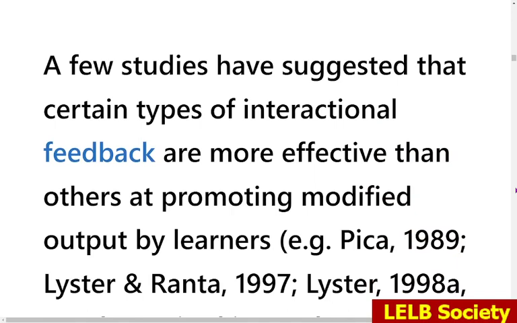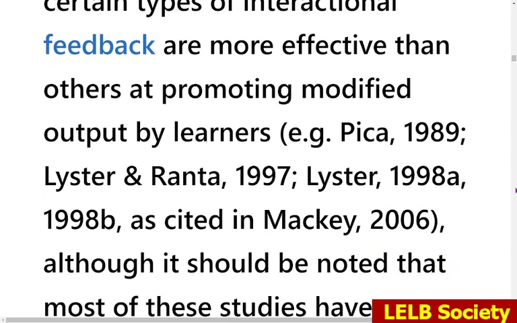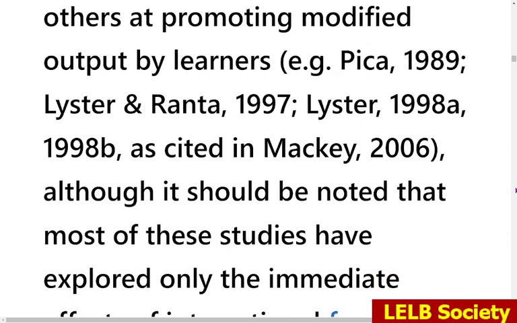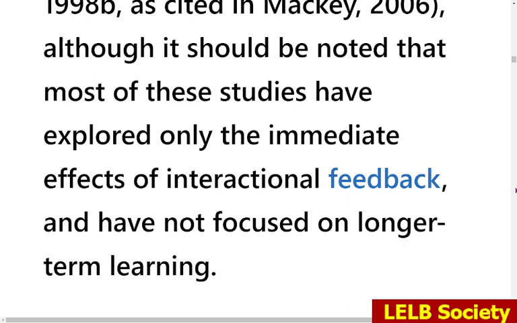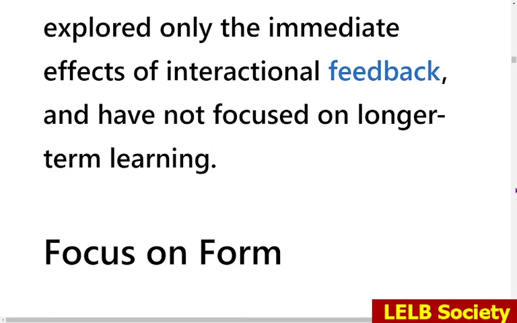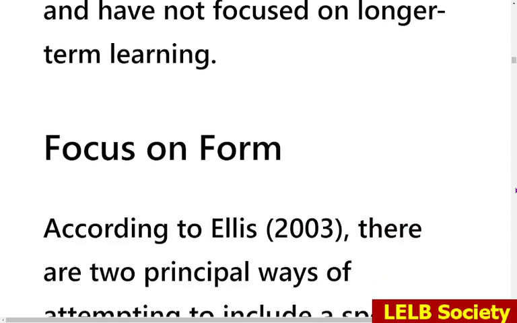A few studies have suggested that certain types of interactional feedback are more effective than others at prompting modified output by learners. For example, Pica, 1989, Lyster and Ranta, 1995, Lyster, 1998, as cited in Mackey, 2006. Although it should be noted that most of these studies have explored only the immediate effects of interactional feedback and have not focused on longer term learning.